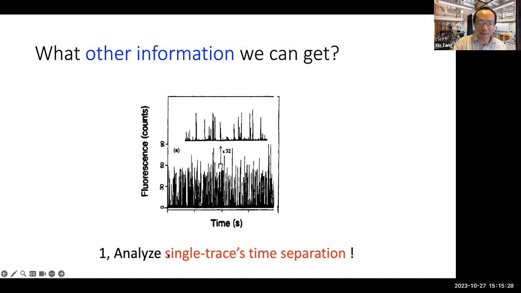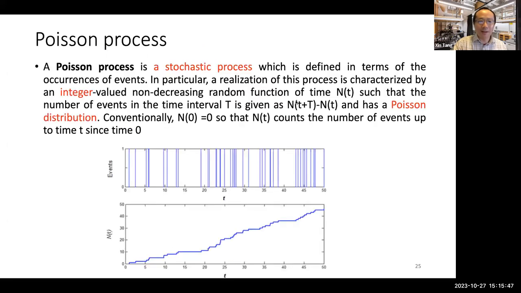So for the first method, analyzing the single trace, the time separation, this method is built upon the mathematical derivation of the Poisson distribution, okay? That is because the Poisson distribution also contains another mathematical factor inside it. That factor deals with the temporal gap, the separation time. Sometimes it is also called the time gap between adjacent events during a stochastic process.